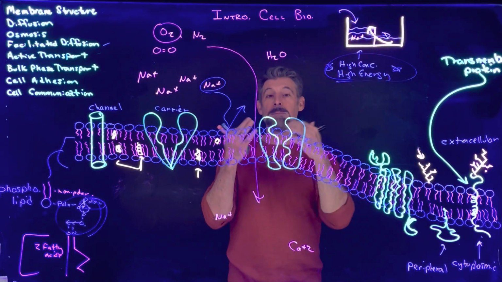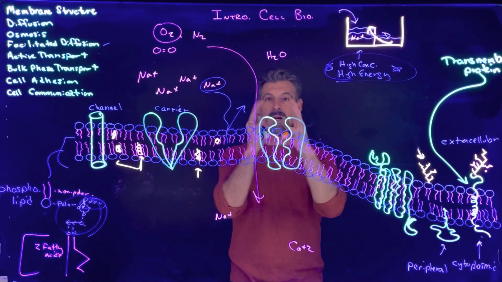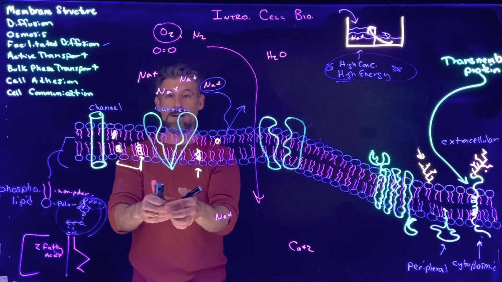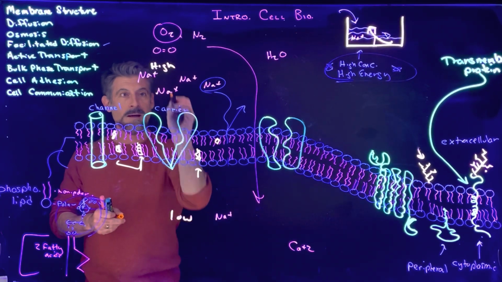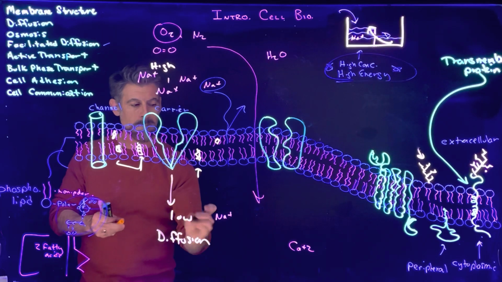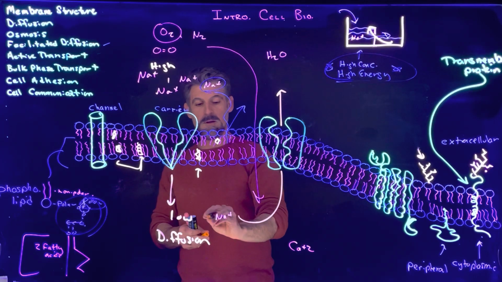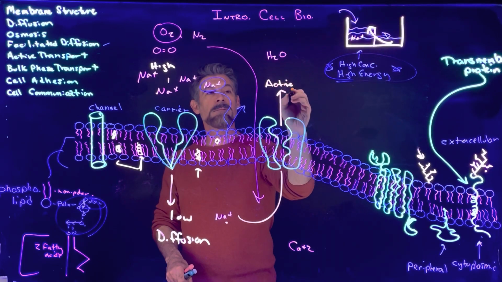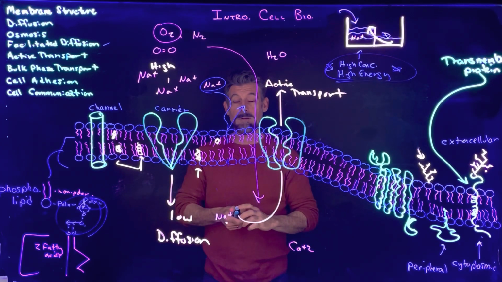But the bottom line is we're talking about the protein, which is a specific shape that's going to change shape, and it's going to move something across the membrane, and it's either going to move it with its gradient, so from high concentration to low concentration, and if that's the case, that's going to be diffusion. If it moves it the other way, like this, if it's the sodium moving from low to high concentration, that's going to be active transport. And that's going to require some energy, right, in order to do so.